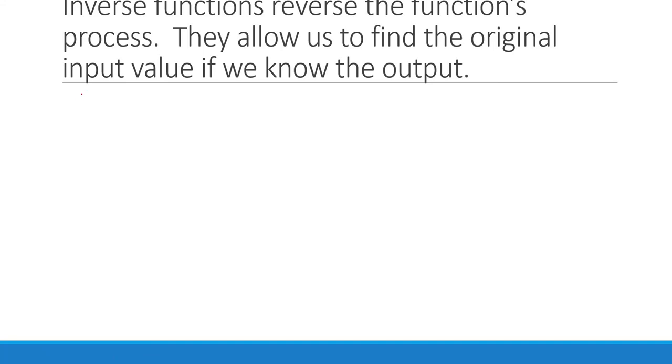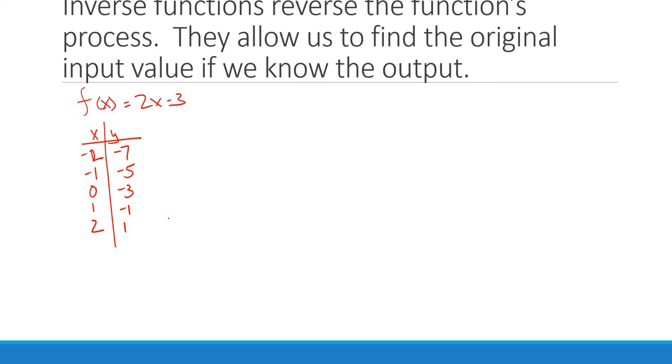So normally we have an equation that looks something like this, f of x equals 2x minus 3. And we put in our x values, or our input. Let's go ahead and use -2, -1, 0, 1, and 2. If I plug -2 into this function, I get -7. If I plug in -1, I get -5. 0 gives me -3, 1 gives me -1, and 2 will give me +1. So that's plugging in input to get output.